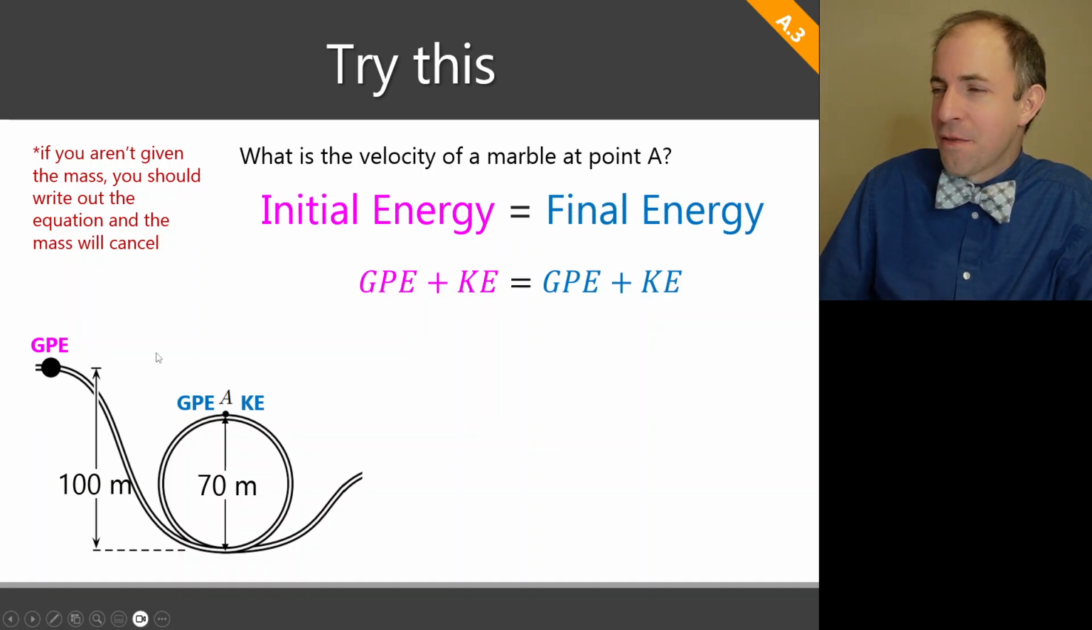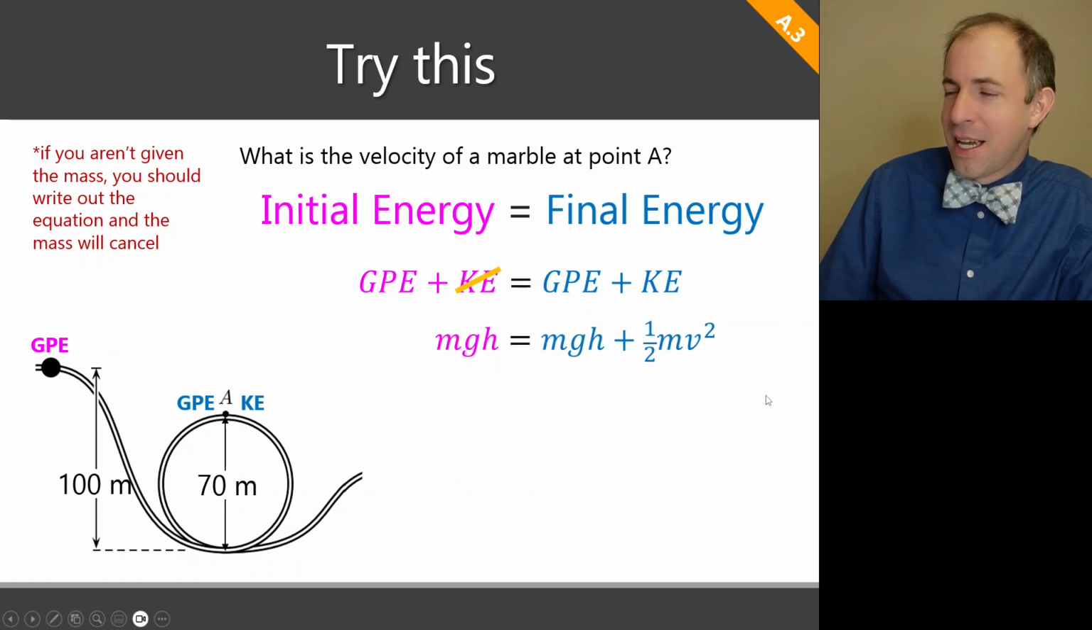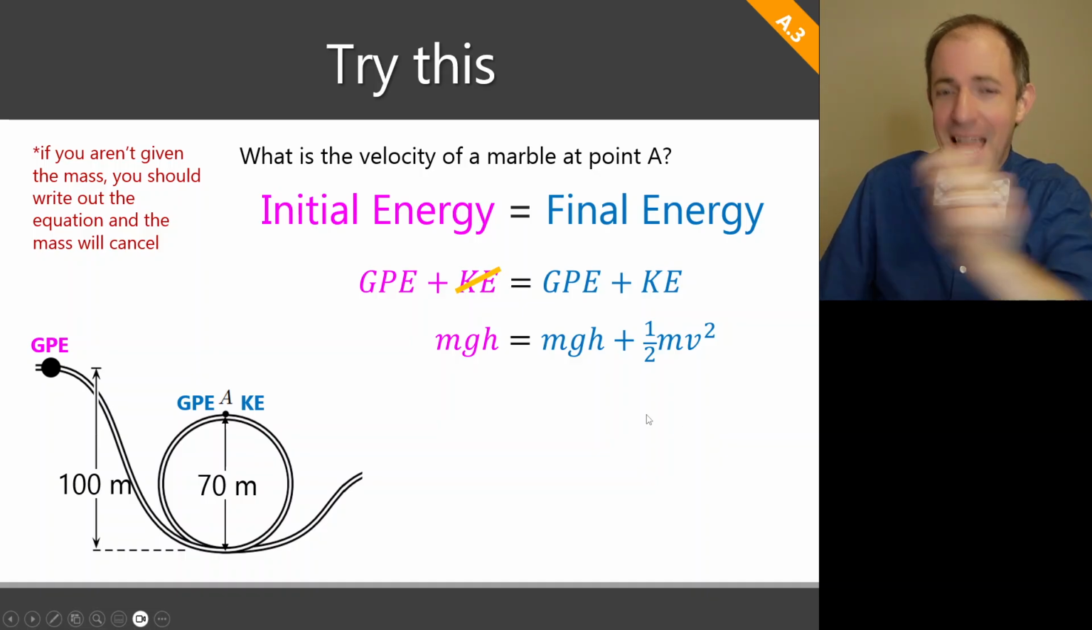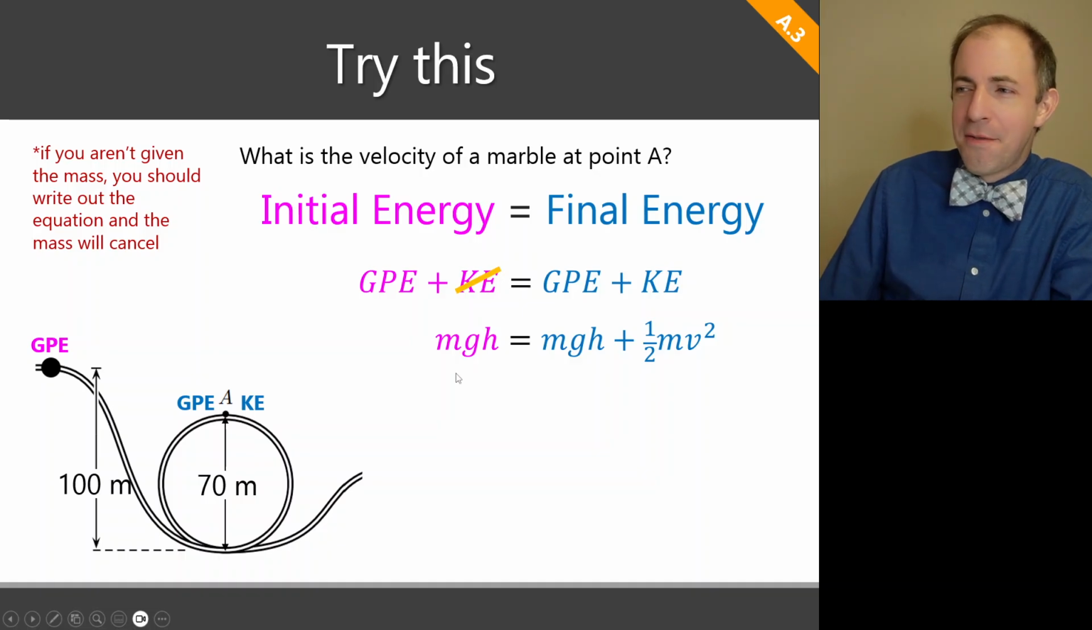So we're starting again from rest, which means we can, once again, cancel out KE, and then plug in our equations. Now, one of the things that we've been doing throughout is we've been plugging in every single value, but here we don't have a value for mass.